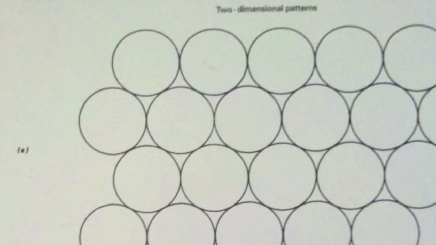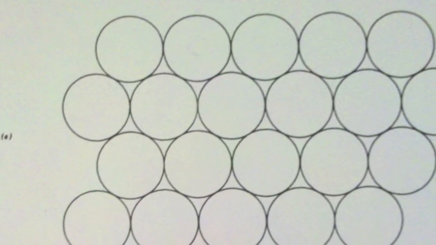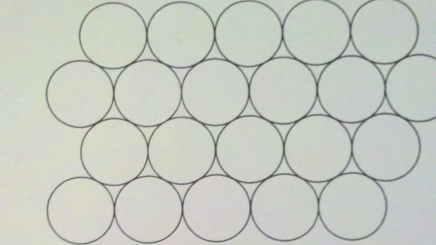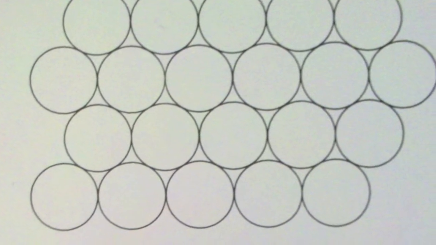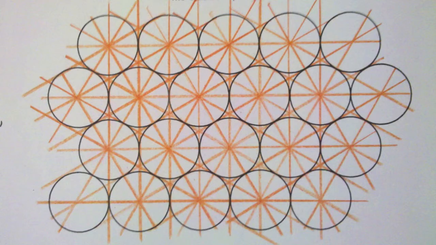So here's our first motif, a series of circles. Readily apparent at the start is that there's quite a bit of symmetry going on here, so let's see if we can find it all.